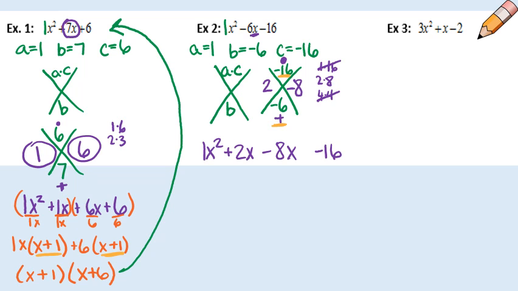Now we're referring back to the previous lesson of grouping. Group the first two, group the last two. I can divide an x out. Therefore, my GCF is x. I have remaining 1x plus 2.